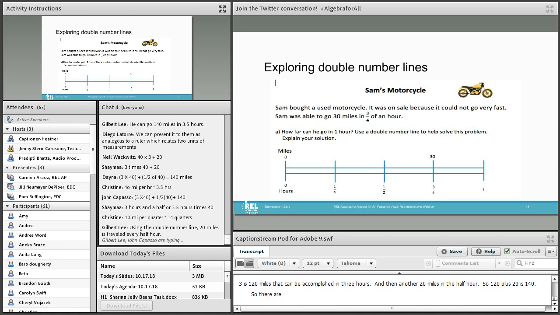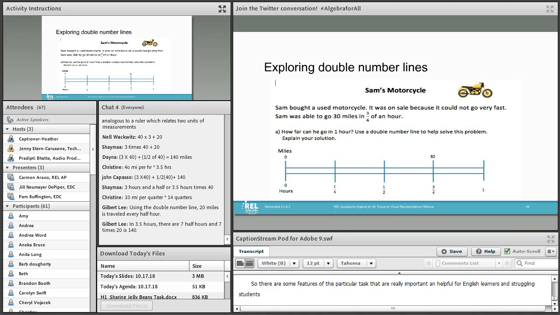So there are some features of this particular task that are really important and helpful for English learners and struggling students. One, we have what's called a partially created diagram or a partially created visual representation.